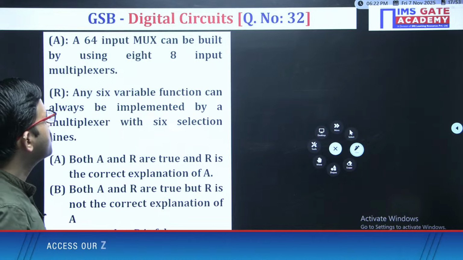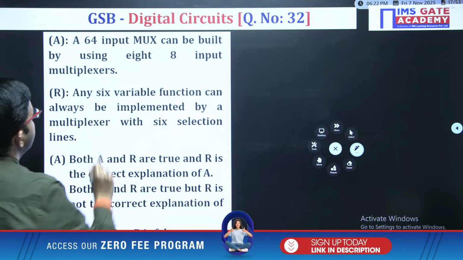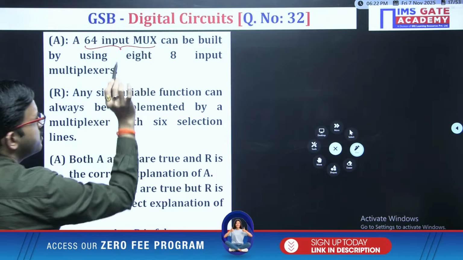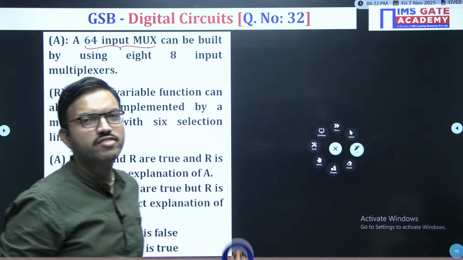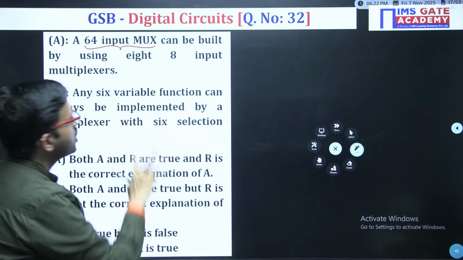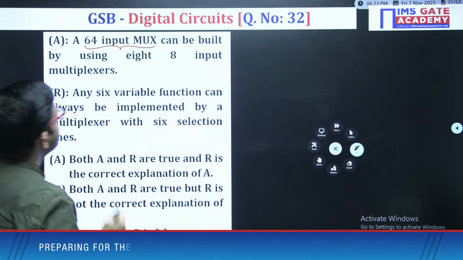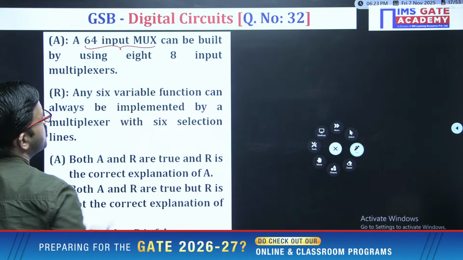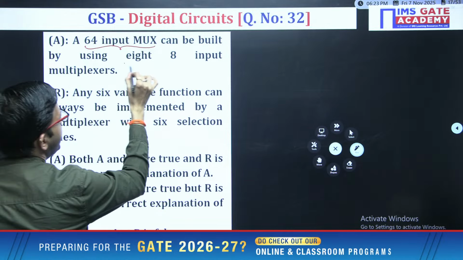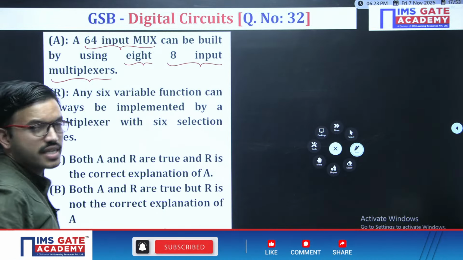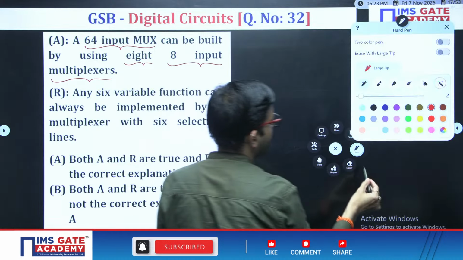Yeah, just observe here. Regarding the first statement, you have a 64 input mux. A 64 input mux or a 64 by 1 mux, both are the same, right? Whatever the mux size, the number of output lines is always equal to 1. So a 64 by 1 mux can be built using 8 by 1 muxes. Whether it is correct or not, first let us give it a try.